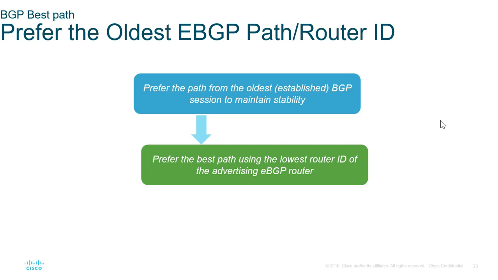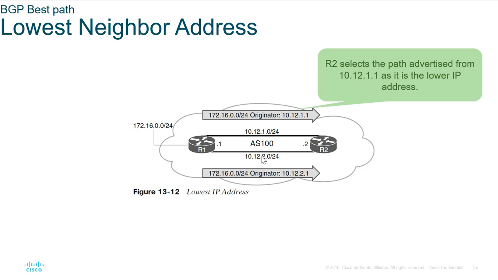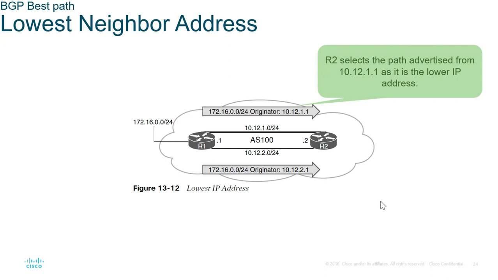Then kalau advertisement tu datang daripada path yang sama, then it will look at the lowest router ID of the advertising eBGP router. And finally, if we have advertisement daripada dua router ID yang sama, then kita akan tengok the lowest neighbor address. Okay, so that is how BGP determines the best path. Ada banyak metric dia lah. Okay, so dia ada attribute list lah. Sebenarnya kita tak panggil dia metric in particular, but they select according to this list of attributes.